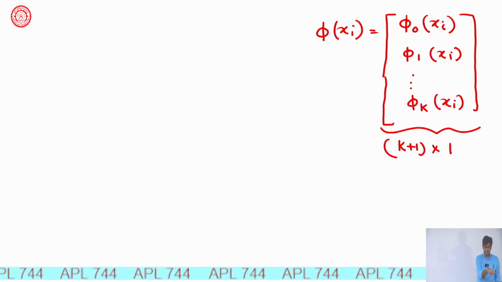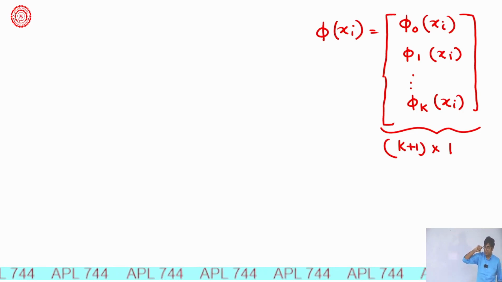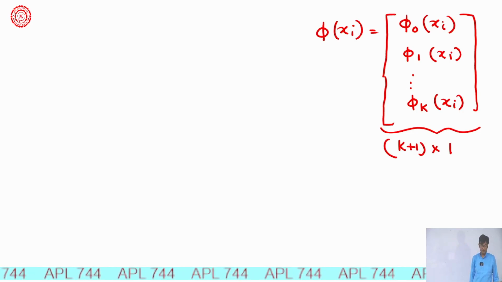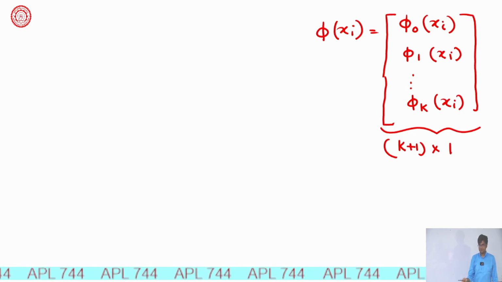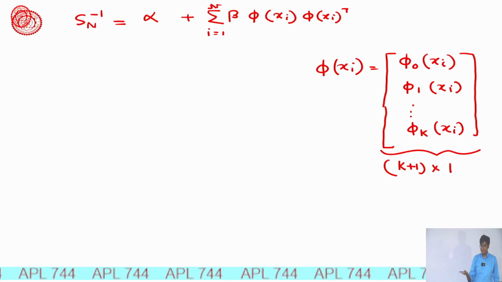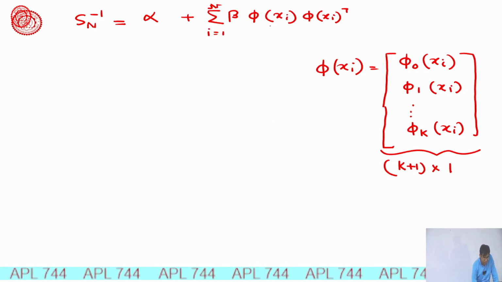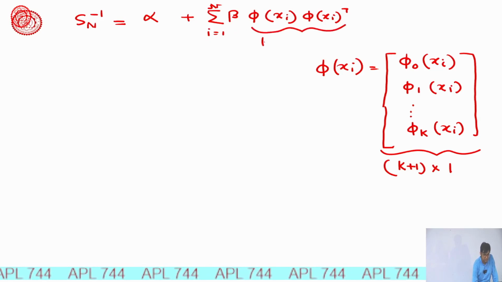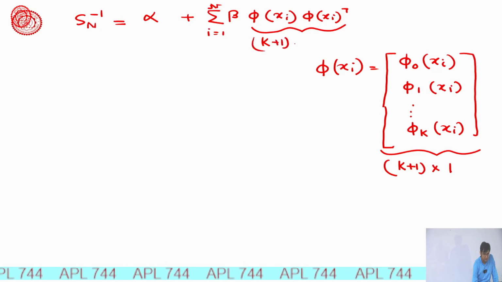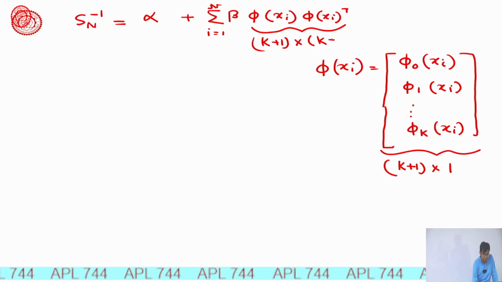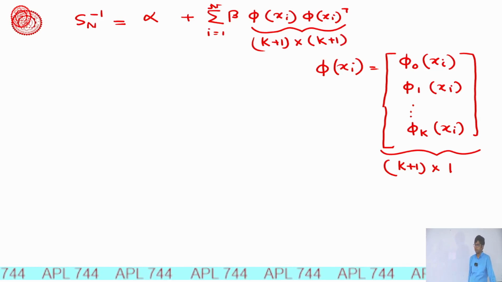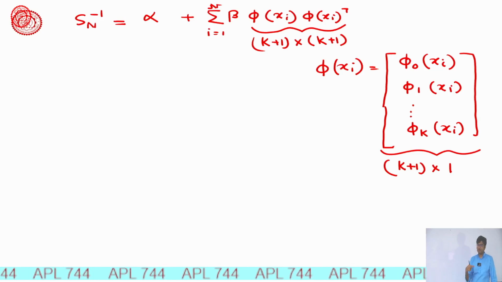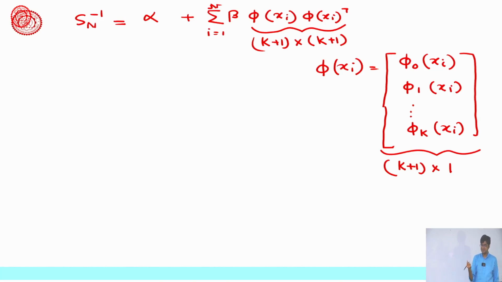So, then go up and look at the second term on the right hand side. What is phi xi transpose? What is the dimension? K plus 1 cross k plus 1, right. So, if you compute it, it will become k plus 1 cross k plus 1. So, this is a matrix. What is alpha? Scalar. How can you add a scalar to a matrix?